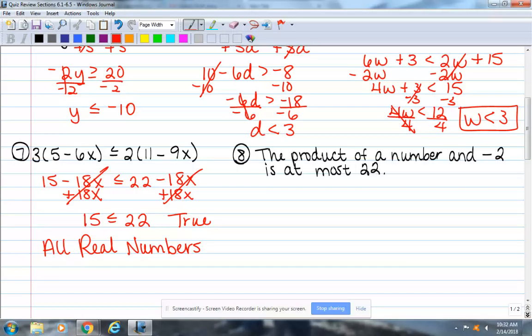Okay. On number 8, you have to set up and solve it. So they give us the verbal expression. We have to write the inequality expression and solve it. Don't just write it and stop. Write it and solve it. It says the product of a number and negative 2 is at most 22. What does product mean? Okay, and then it says a number and negative 2. Did it tell us what variable we had to use? No, so that means you get to do what? Pick your own variable. I'm feeling n right now, n for number. So how do I do a product of negative 2 times n? Negative 2n. What symbol do we use for at most?